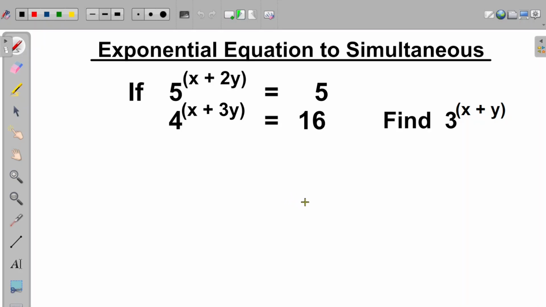Hello everyone. In this video, we are asked to find the value of 3 raised to the power of x plus y. Let's get started.